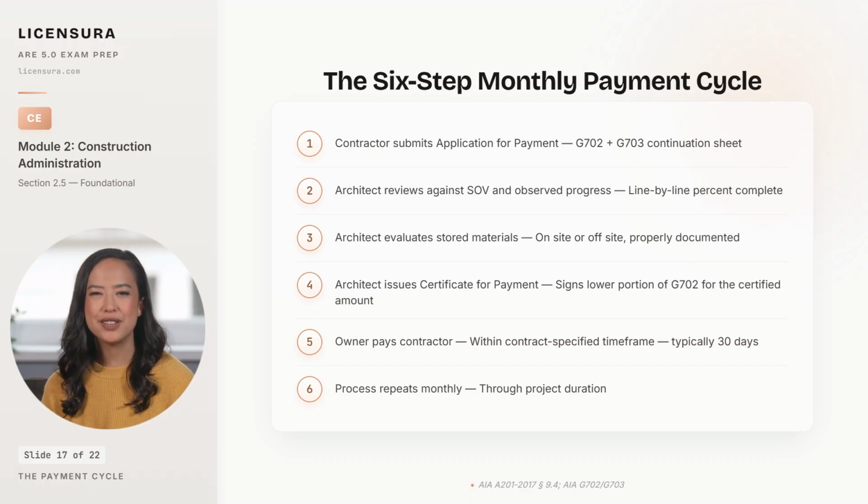Step 4. The architect issues the certificate for payment by signing the lower portion of G702 for the certified amount, which may be less than the amount applied for if the architect's review identified work not in place. Step 5. The owner pays the contractor within the contract specified timeframe, typically 30 days. And Step 6. The process repeats monthly through the project duration. Each cycle is a fresh certification, with the architect's professional liability renewed each month. G702 and G703 trip up architects on the exam because the document names sound similar, but the roles are split.